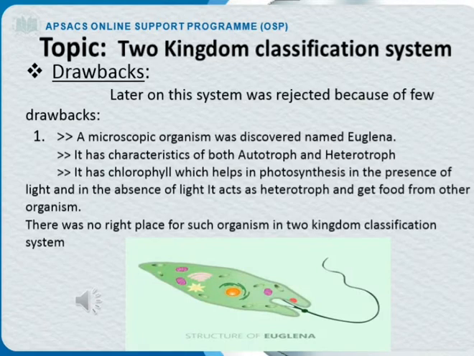After so many years, a microscopic organism was discovered, its name was Euglena. It has characteristics of both autotroph and heterotrophs. It has chlorophyll, which helps in photosynthesis in the presence of light, and in the absence of light, it acts as heterotroph, and then it gets food from other organisms. So there was no right place for such organisms in two kingdom classification system.